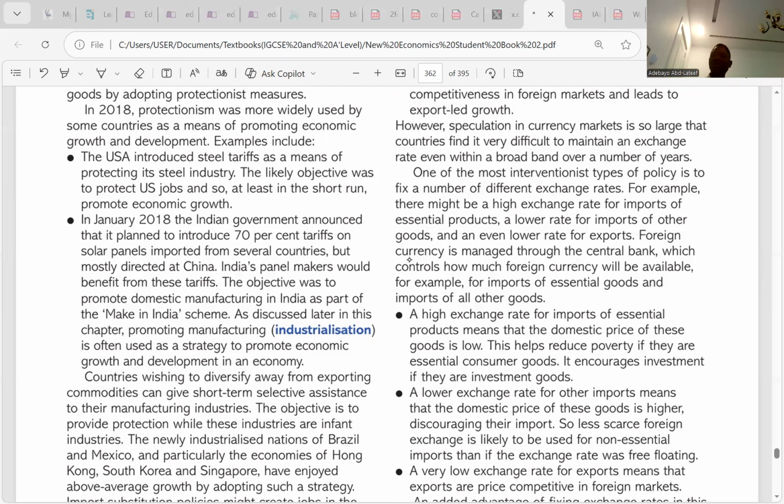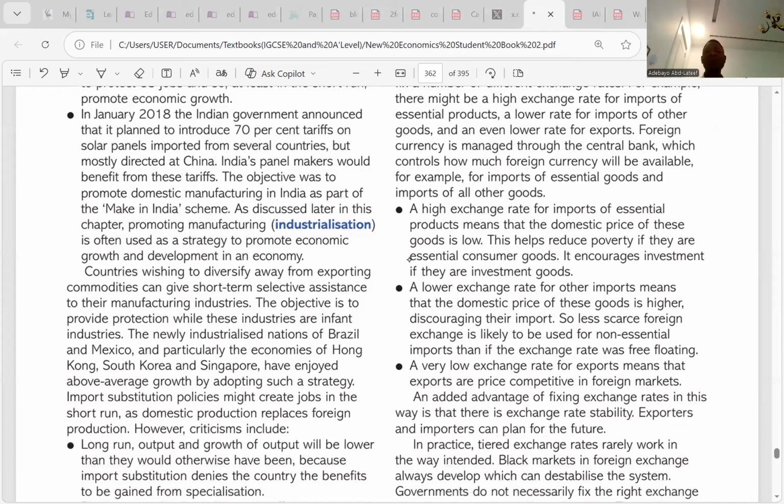So, because of speculation, another way to go around speculation is to find exchange rates for different situations. For essential goods, this is going to be the exchange rate. For luxury goods, this is going to be what the exchange rate will be. If this can occur, it makes it easier to decide on the prices of exports and imports within the economy. So a high exchange rate for imports of essential.